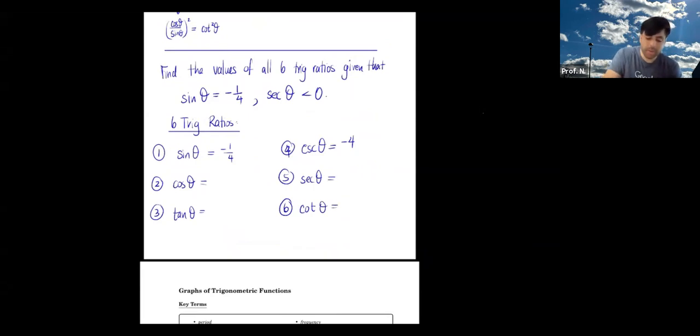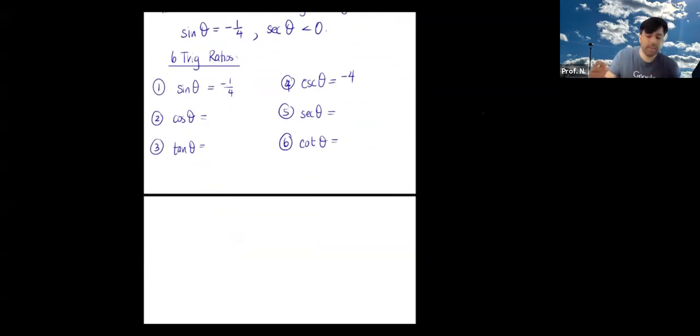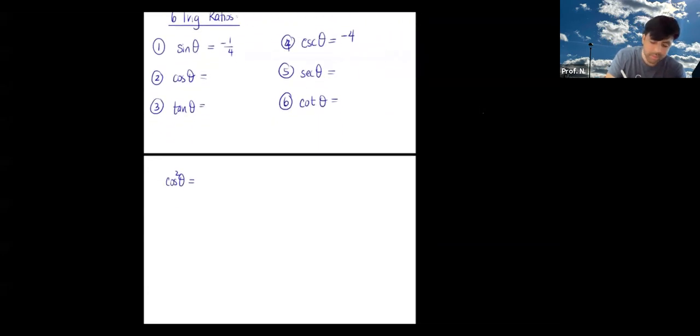Now, I want to know what cosine of theta is. But now, instead of drawing everything and creating the right triangle and all that, I can just find what cosine theta is using the identity cosine squared theta is equal to 1 minus sine squared theta.